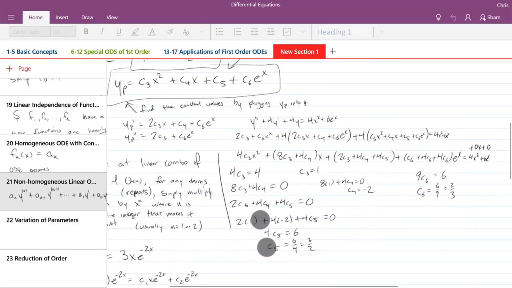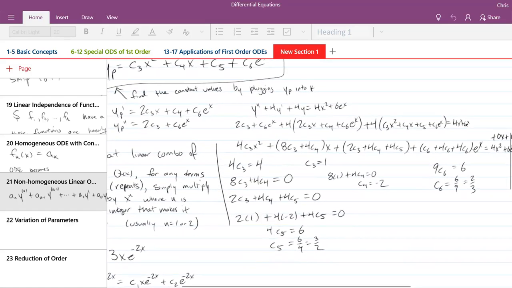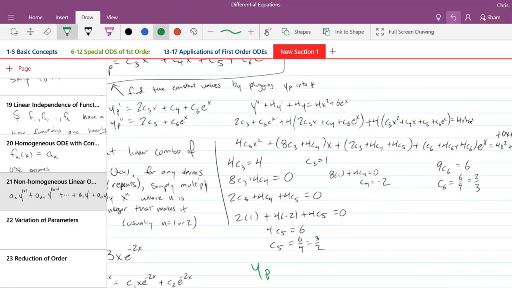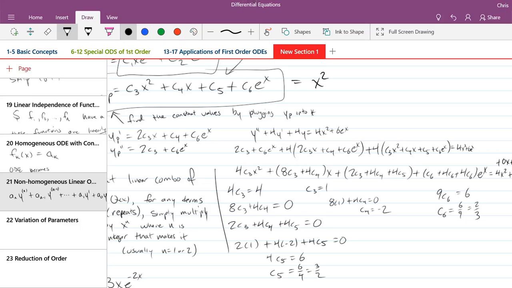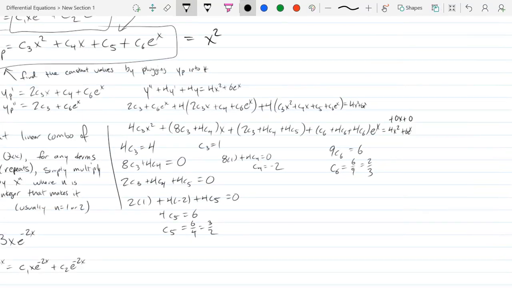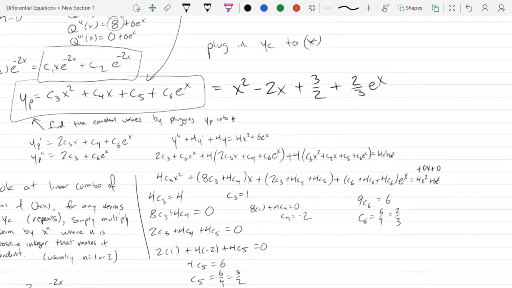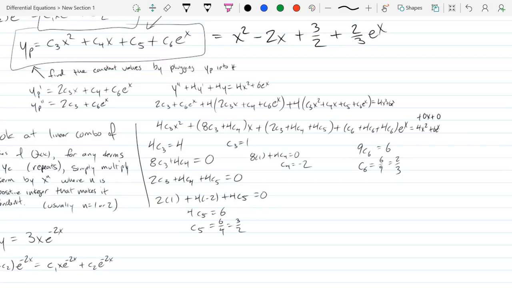Is place them back in the right order. So we have y_p, so c3 is 1, so we get just x squared plus c4 is negative 2, so it's actually minus two x plus c5, which is 3/2, plus 2/3 e to the x. So that's our actual particular solution with the correct coefficients in front.